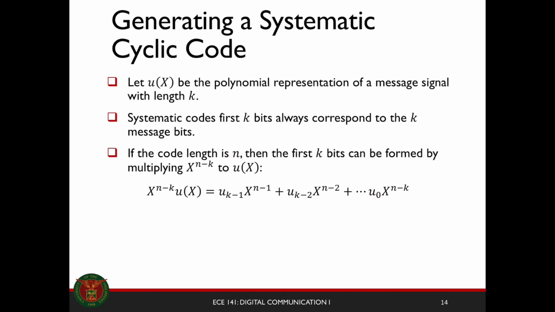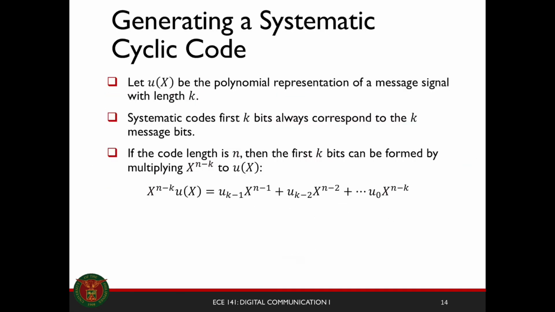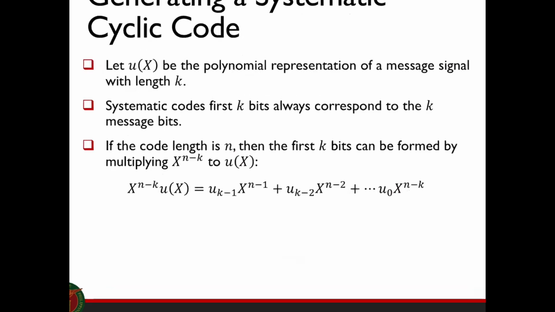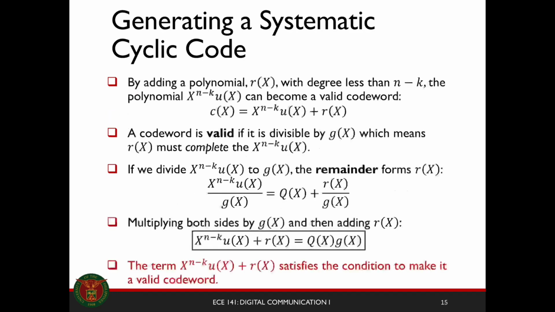Okay. So to generate a systematic cyclic code, you just need to repeat what you did here. Okay, how? Your u of x first must be multiplied by x to the n minus k. So this is the shifting. So it will result into this. Okay. Then we are going to add some r of x such that this multiplication will be divisible by g of x.